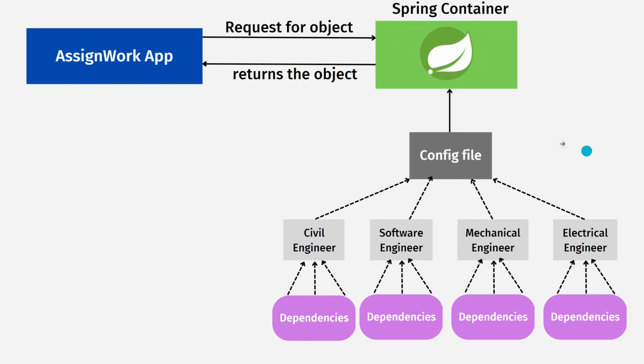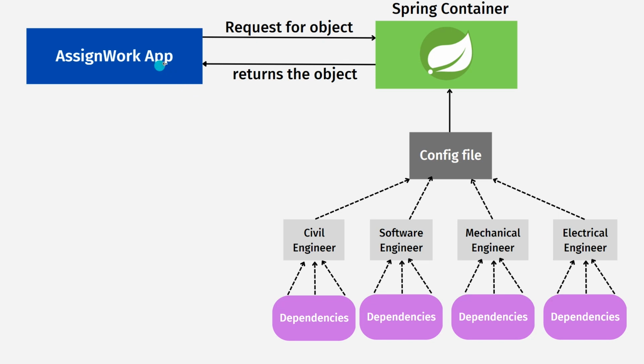Now let us go through the actual example which we will implement in Spring. Let us understand this scenario as well. Let's assume we have this assign work app. I've already created this app in the last video, the Spring IOC video. What this application does is assign work to the different kinds of engineers which we have in our organization.